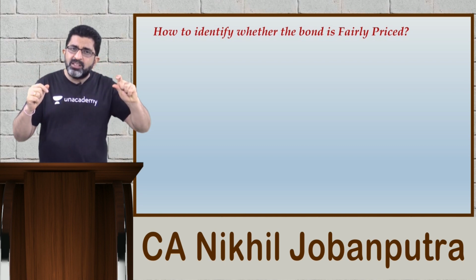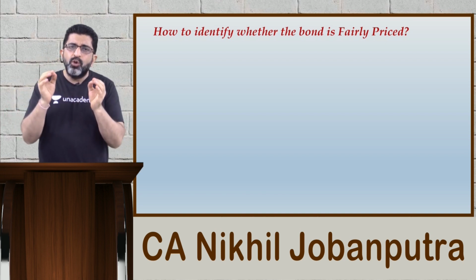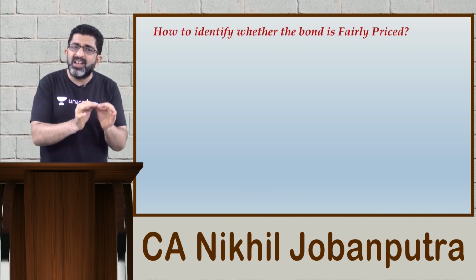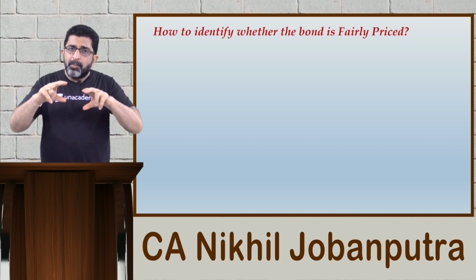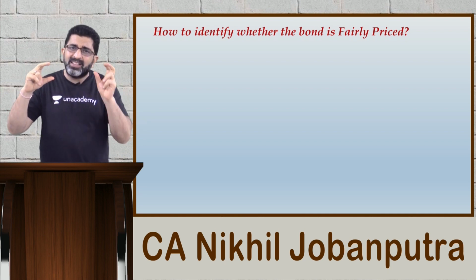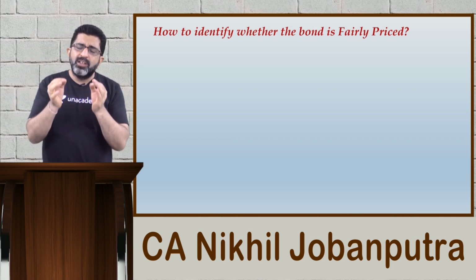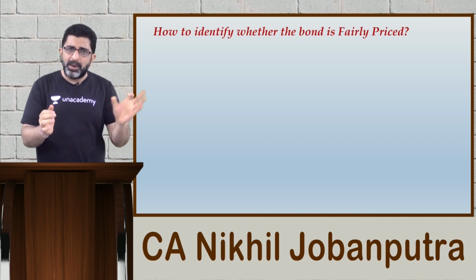If the bond is traded in the market at a value less than the intrinsic value, we would say the bond is underpriced. And if the bond is trading in the market exactly at the same price which is matching with its intrinsic value, we would call that the bond is fairly priced.